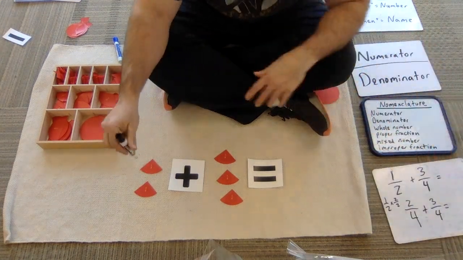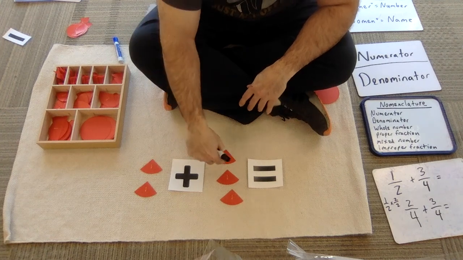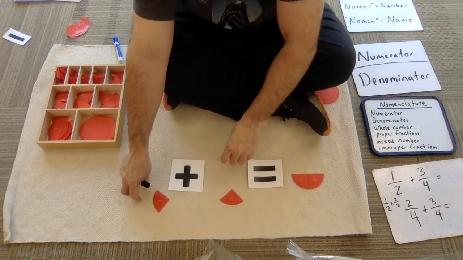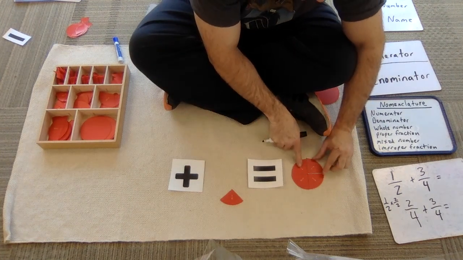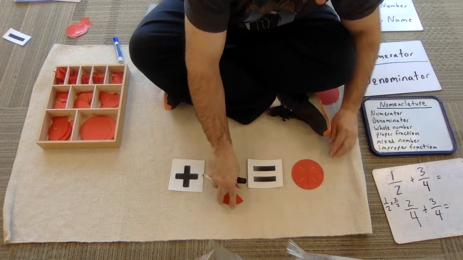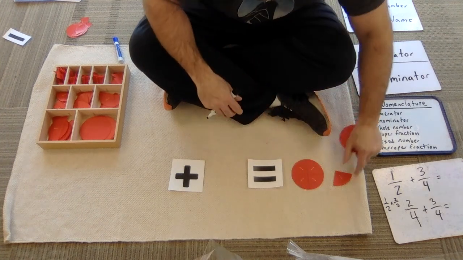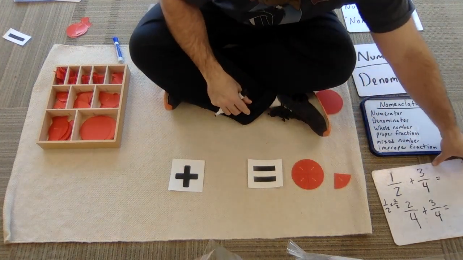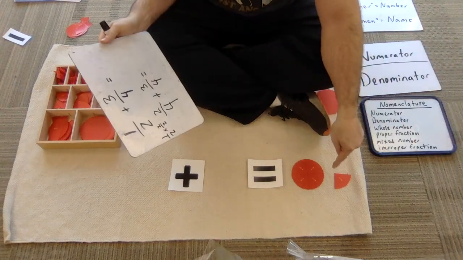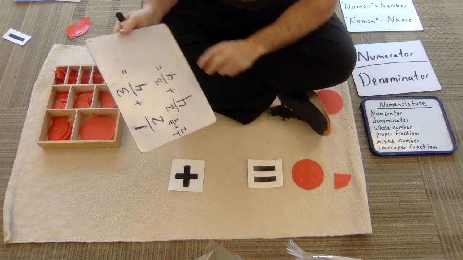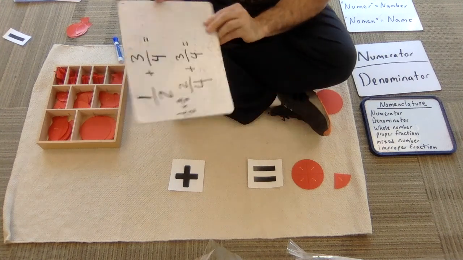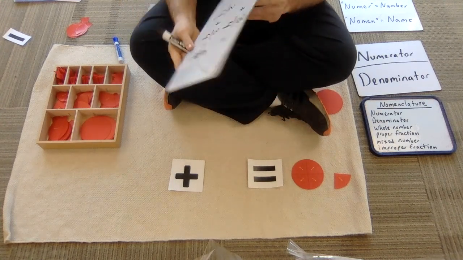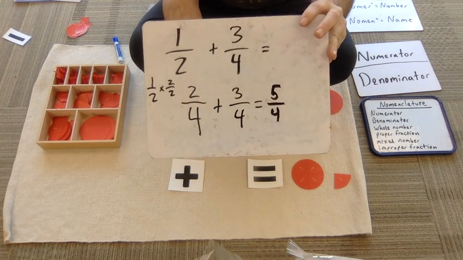Let's add the 2/4 with the 3/4. Let's see what we get. Uh-oh. We already have a whole here. You have an extra, because I told you before this is a whole, but now I have a whole with some extra. What does that look like? Well, how many fourths do we have? 1, 2, 3, 4, 5. 2 plus 3, 5 over 4. That, kids, is an improper fraction.